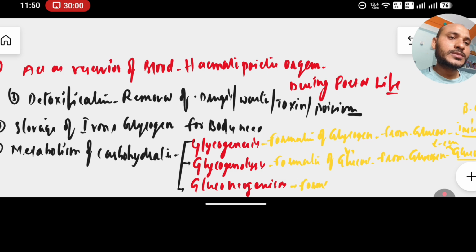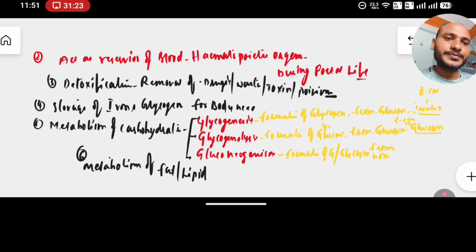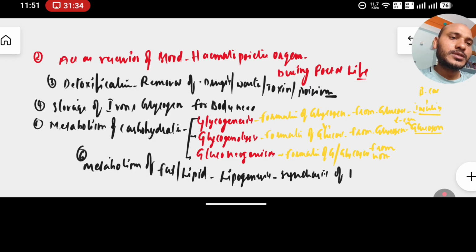Gluconeogenesis is the formation of glucose or glycogen from non-carbohydrate sources. Non-carbohydrate sources means proteins or fats, from which glucose or glycogen is formed. This process is called gluconeogenesis. Then, metabolism of fats or lipids, in which the lipogenesis process occurs. Lipogenesis means synthesis of lipids or fats: formation of cholesterol and triglycerides.